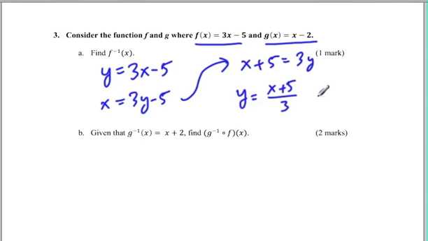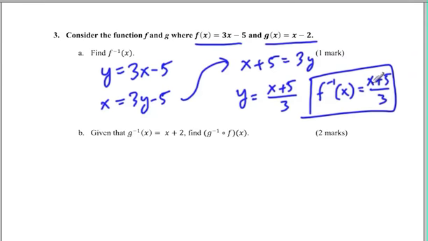And so our final answer is simply f inverse of x is equal to x plus 5 divided by 3. So that's the solution right there. So we're done with A. Now B. Given that g inverse of x is x plus 2. So here's g of x, and they're telling us what g inverse of x is. So we don't have to solve for a g inverse.